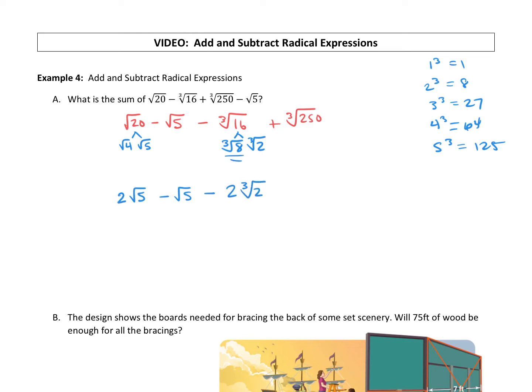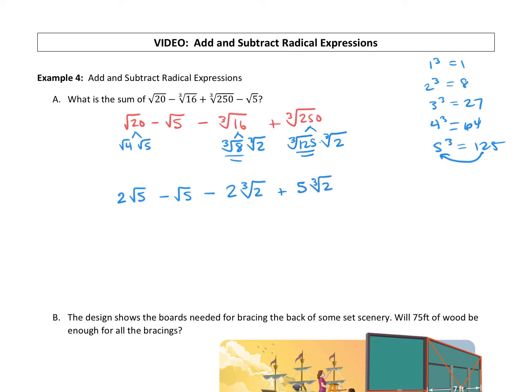Can we break down 250? Do any perfect cubes fit into 250? This is why I went all the way up to 5 to the third power, because 125 fits in. So we can break that down with the cube root of 125 times the cube root of 2. It fits in twice. All right, the cube root of 125 is 5. We can get that right from our list. So plus 5 cube roots of 2.